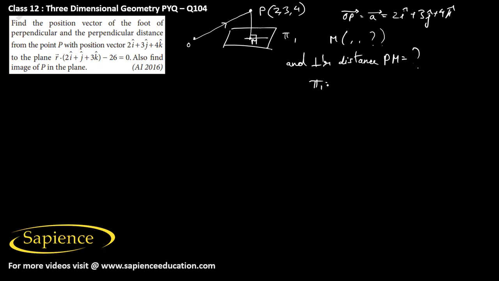the equation of the plane pi1 is given as r vector dot 2i cap plus j cap plus 3k cap, that is equal to 26, and also find the image of this point P. So we have to find the image of this point P, which is P dash, the image of this point P that we have to find.